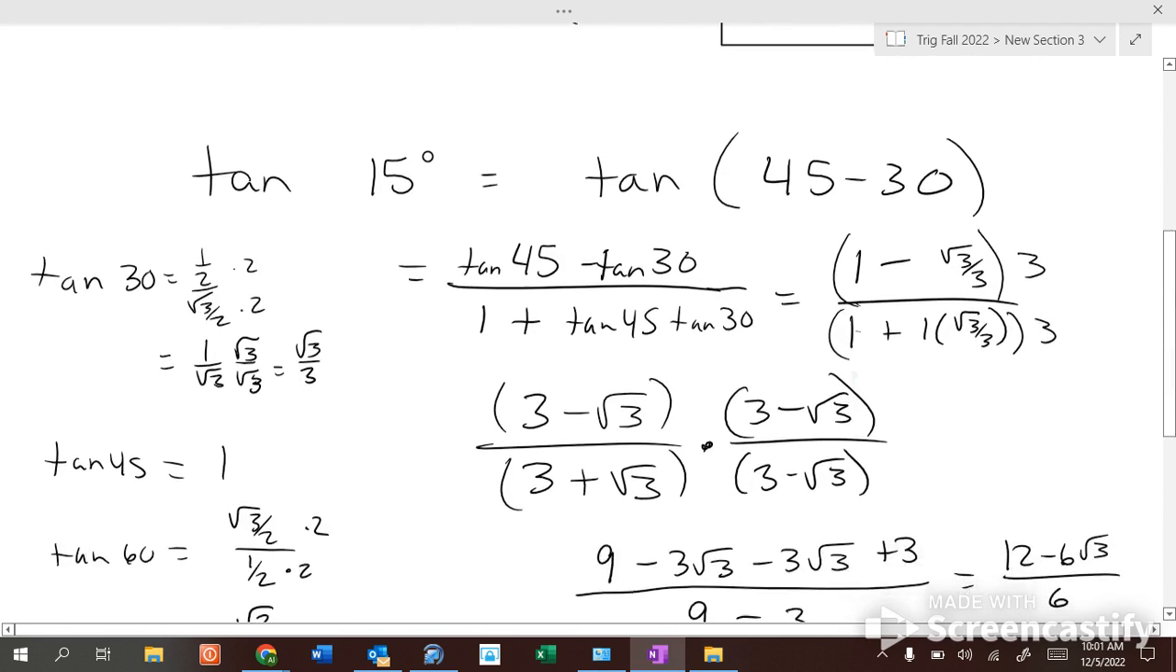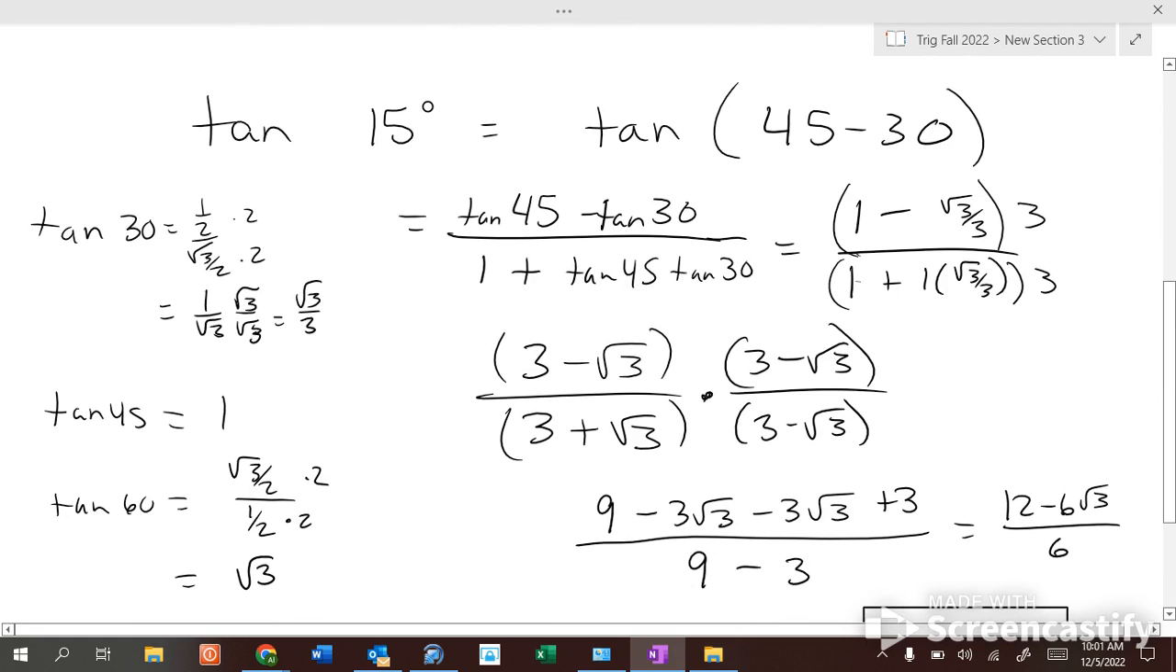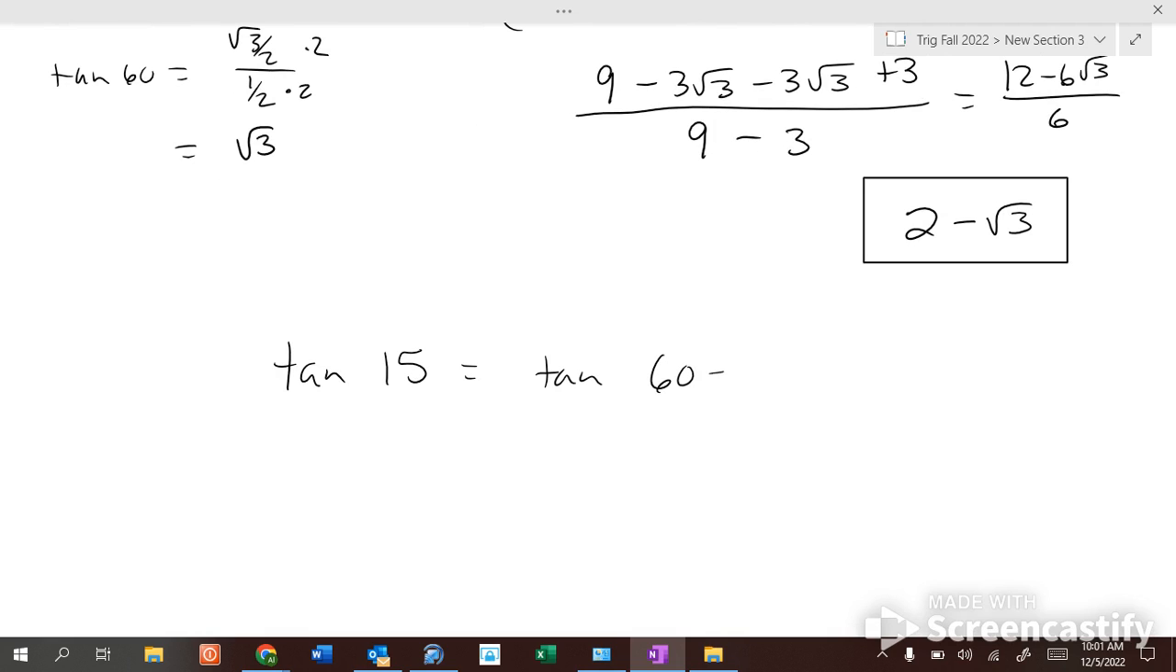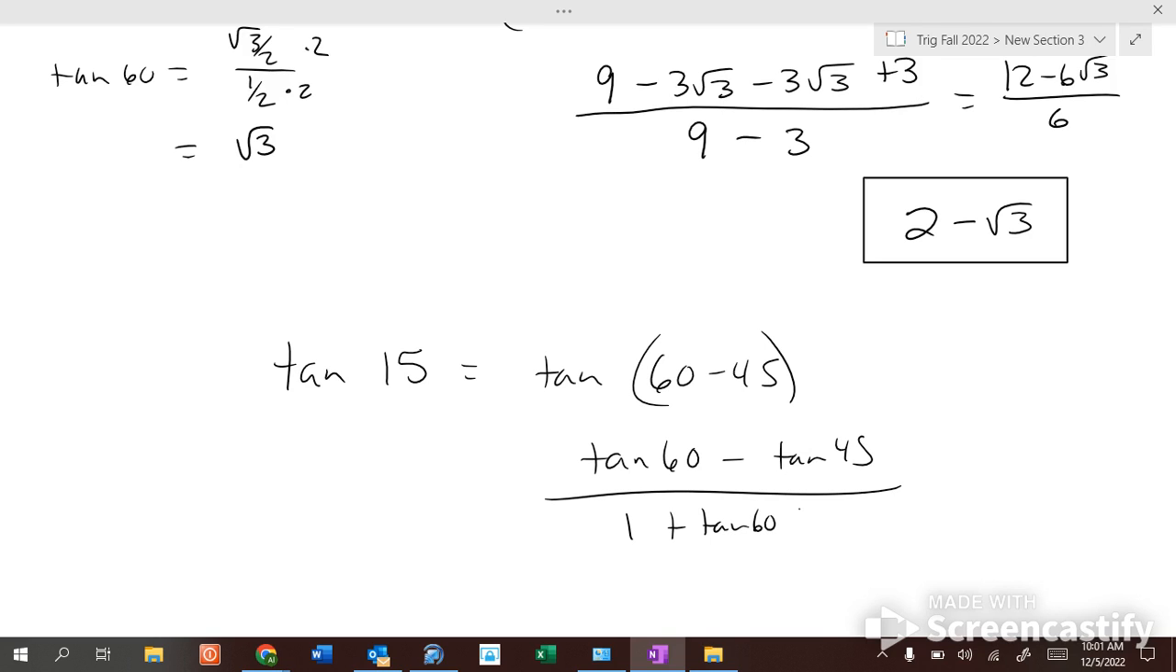Okay, so you have a complex fraction there. The tangent of 15 is also the tangent of 60 minus 45. How does that change the problem? Not very much, but it's the tangent of 60 minus the tangent of 45 over 1 plus the tangent of 60 times the tangent of 45. Well, what's the tangent of 60? Square root of 3 minus 1 over 1 plus the square root of 3. Okay?